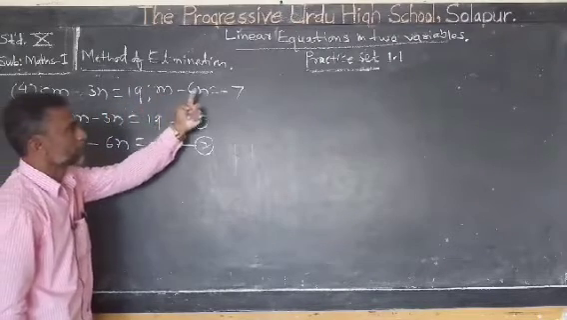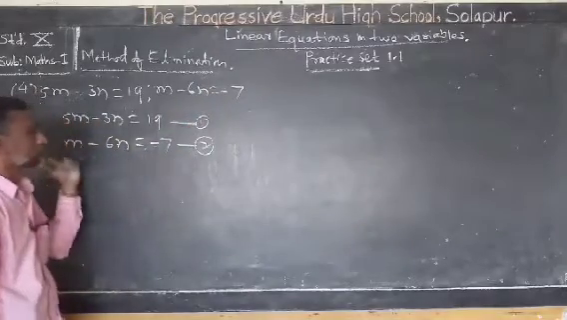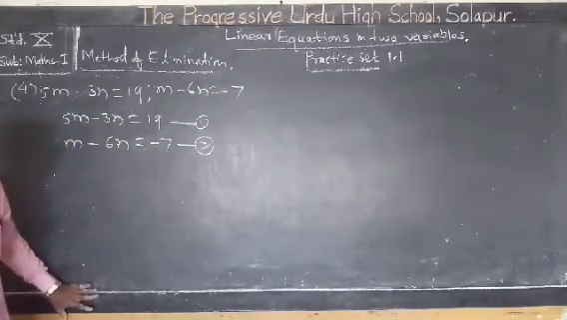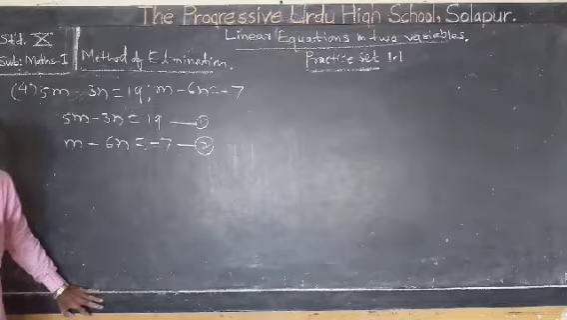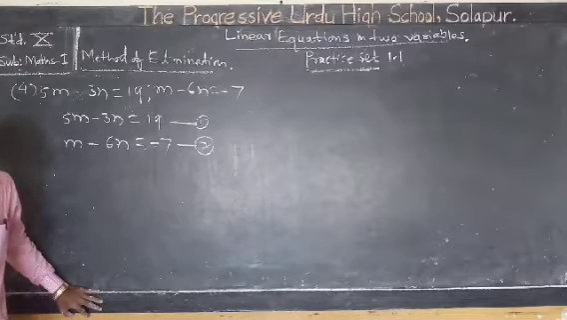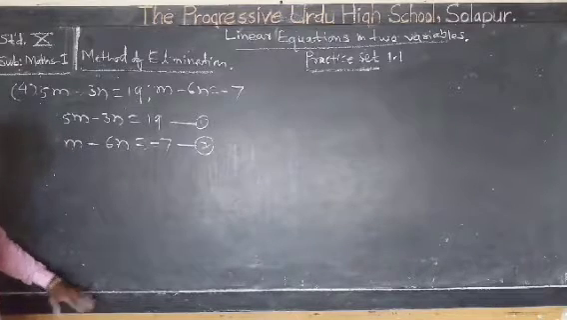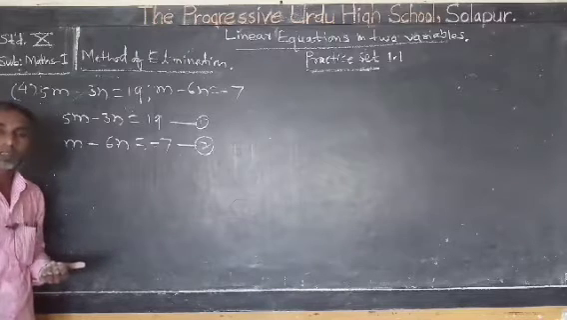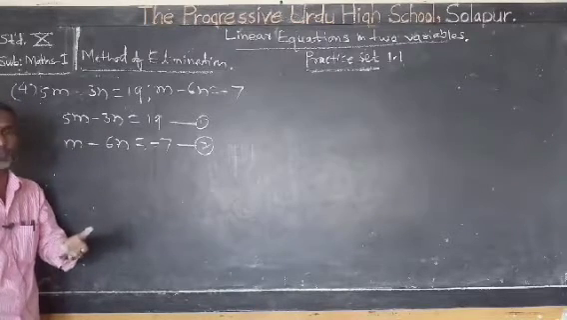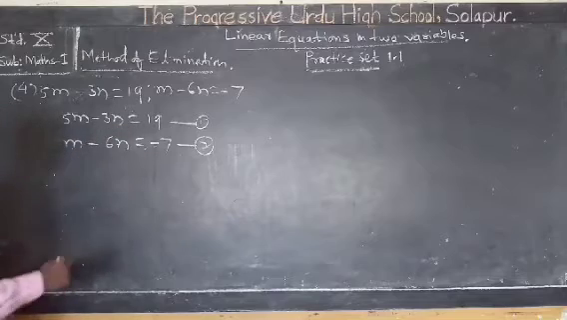m minus 6n is equal to minus 7, which is the second equation. Now I am going to solve this example by substitution method. Now how to solve the simultaneous equations by substitution method? Look at these two equations.